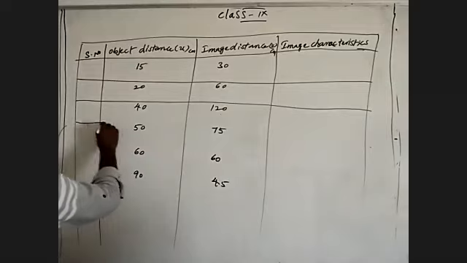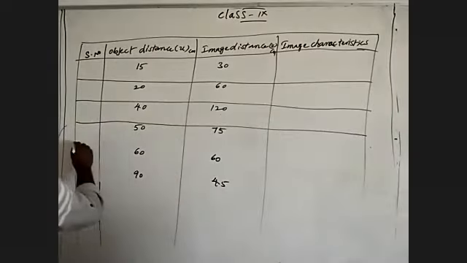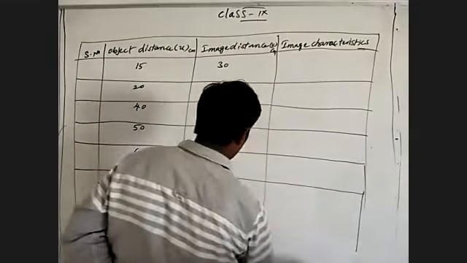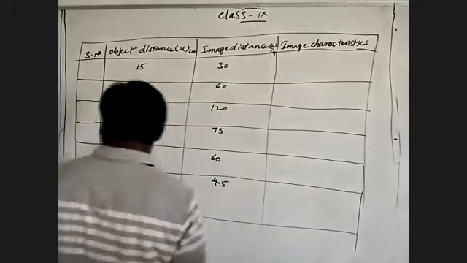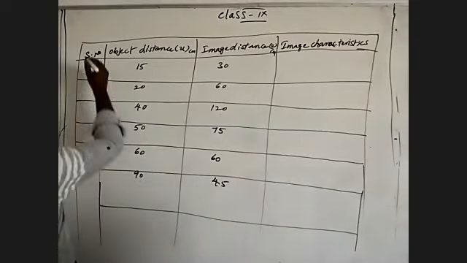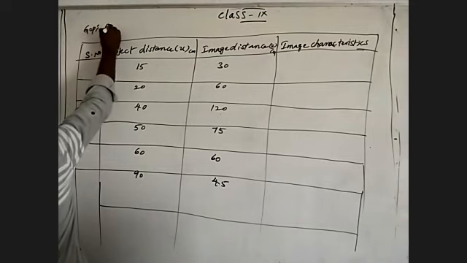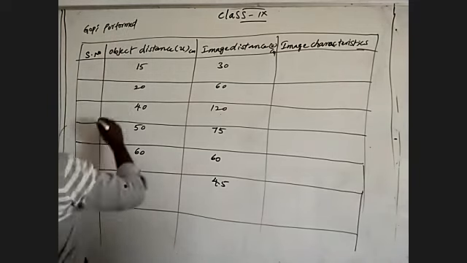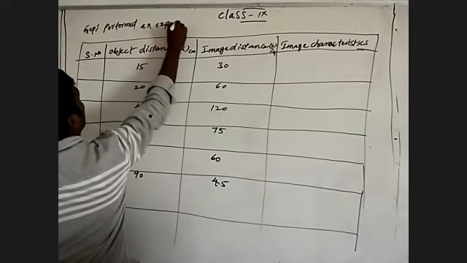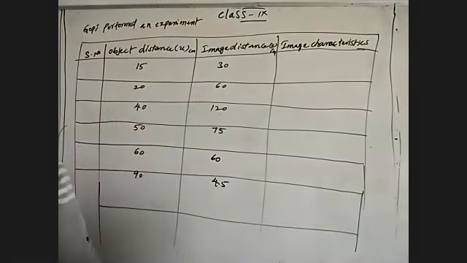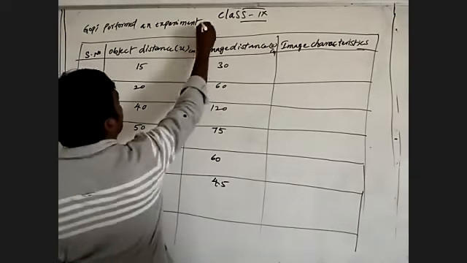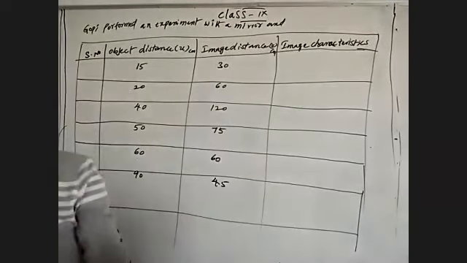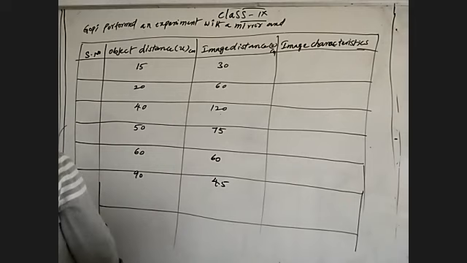What type of image will form? So the question is, Gopi performed an experiment with a mirror and recorded the result in the table.